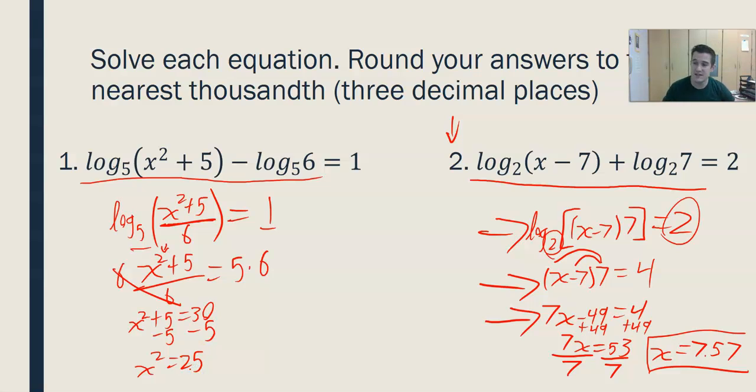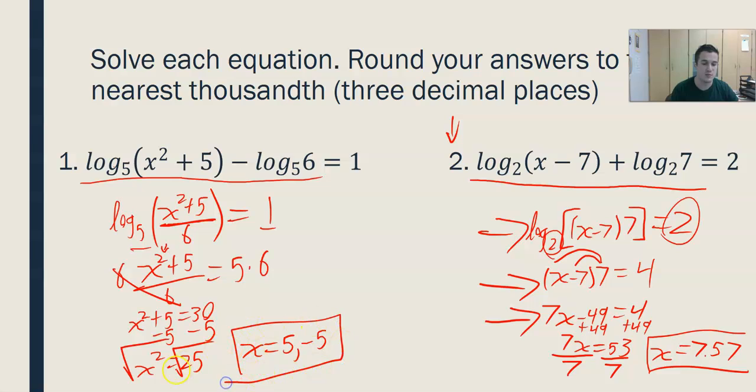I can solve this exponent expression using what I know about square roots. So I'm going to square root both sides. X is going to be equal to positive or negative 5, because remember, when I take the square root of a number, I can get the positive or the negative result. So x is equal to 5 or negative 5.